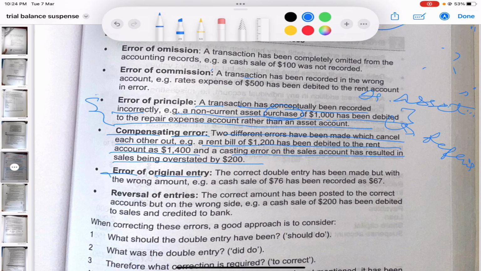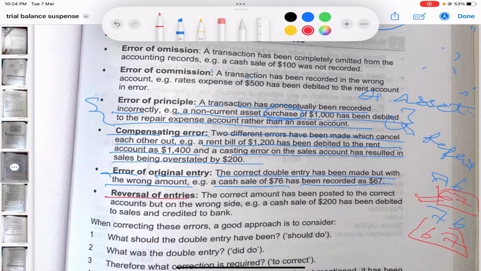Error of original entry. The correct double entry has been made with the wrong amount. A cash sale of 76 has been recorded at 67. So the record should have been with 76, but my record has been made with 67. So even if I've made an error, my trial balance is still matching. Even if it's matching with the wrong amount, it is still matching.